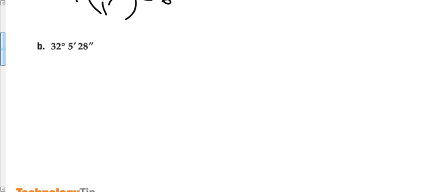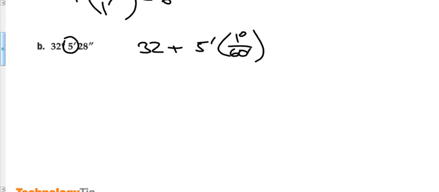Let's start with degrees, minutes, and seconds and get a decimal. So now we're going to take 32, because it's going to be 32 point something because we're starting with 32 degrees. And we're going to add this fraction. Well, I want to turn 5 minutes into degrees. Well, I could take 5 minutes times, well, in 1 degree, there's 60 minutes. So I'm going to take 5 divided by 60.